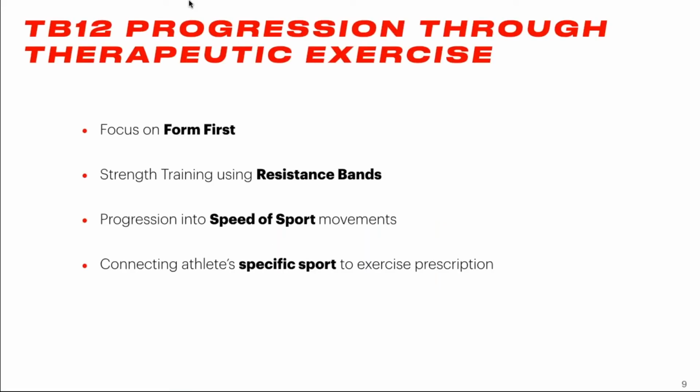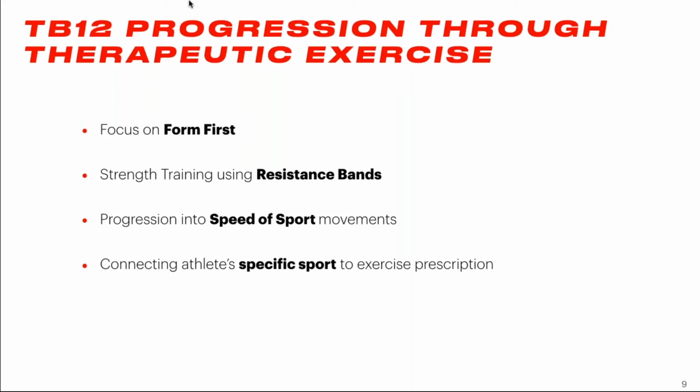So at TB12, our progression through therapeutic exercises looks like these four categories. Our initial focus is on form first. After we've eliminated a client's pain through tissue work, we're going to begin to focus on their form, their muscle engagement, and proper postural recruitment of the right muscles. Then we're going to bring them into that strength training phase. So let's build back the muscle that they may have lost through post-surgery or through that initial acute injury. Let's start strength training again with the base of that form-first focus. And through our strength training, we focus on using resistance bands.